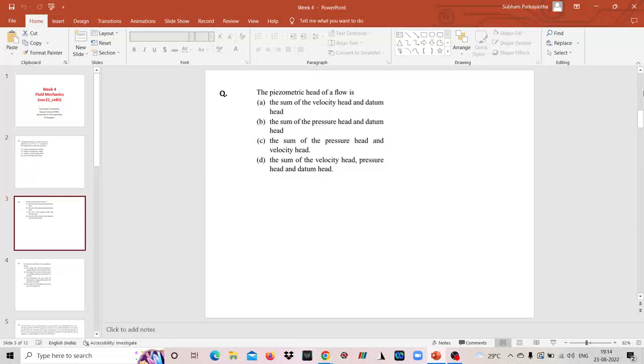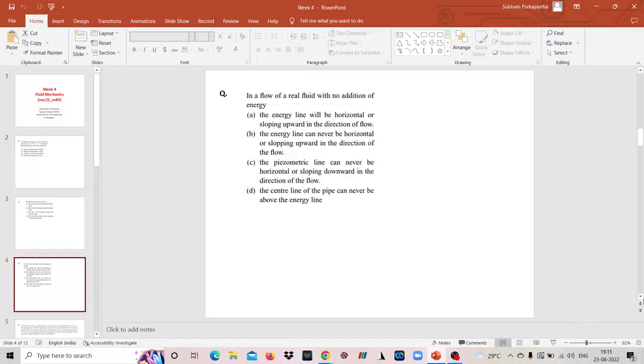So you'll definitely find some problems, and these problems are very simple. If you know the thing, you'll answer directly. There is no waste of time. Okay. Doing a numerical requires calculations. You have to do the calculations, and then you have to obtain the correct answer. But for this kind of problem, if you know the concept, then you can straight away answer. So try to score 100% in this type of problem. It can create a lot of difference. Okay, let's move to the next problem.